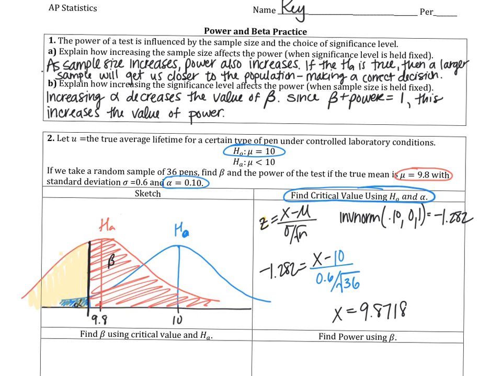So we actually, in this picture, kind of underestimated where that alpha value lies. So we can actually adjust the picture if we want to. I'm gonna pause and do that for you. All right, so now I went ahead and fixed it because our critical value is actually above this point. It's up here. 9.8718.